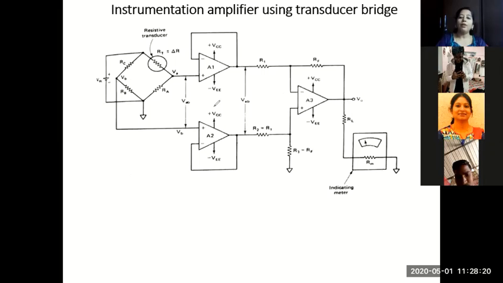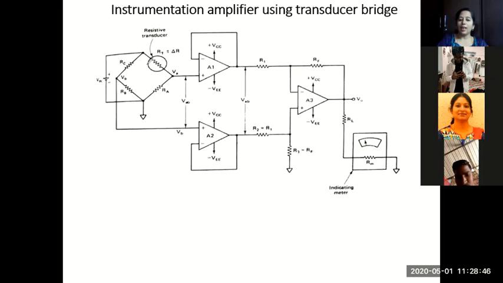But if we want to design this instrumentation amplifier to get very high gain, then I can simply replace these voltage followers with non-inverting amplifiers. I'll use two non-inverting amplifiers here instead of voltage followers. It will give you much higher gain than this type of connection. Anyway, in our textbook, this is the connection given. So we will analyze this.